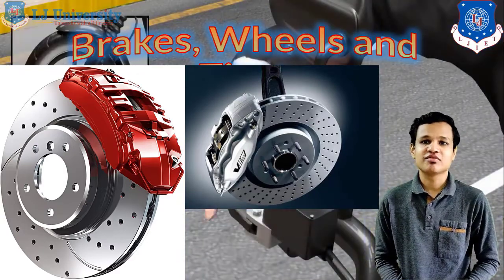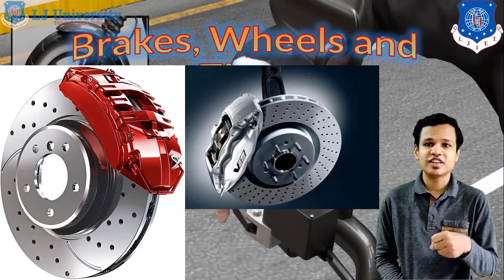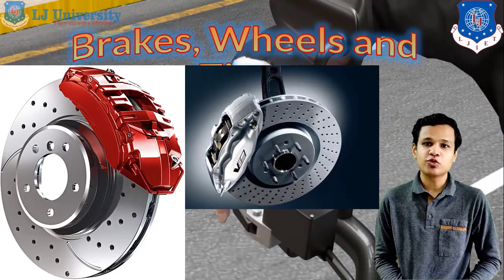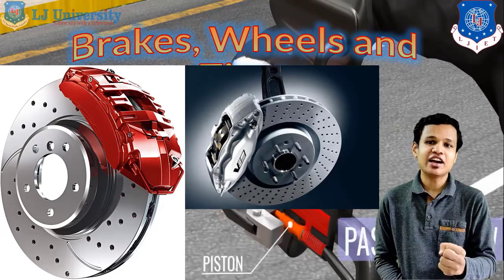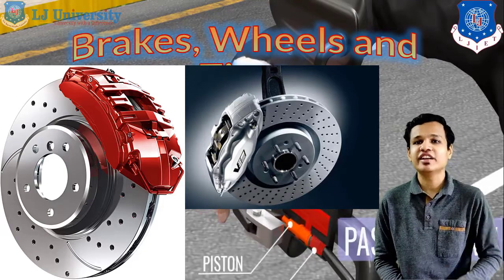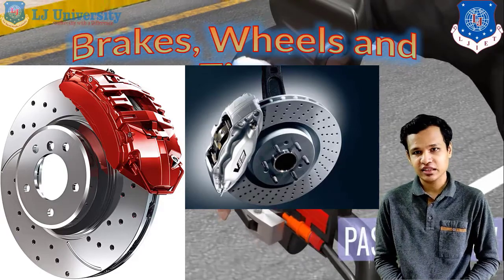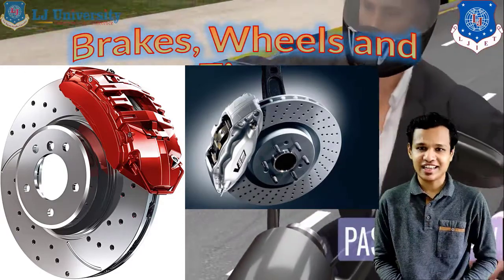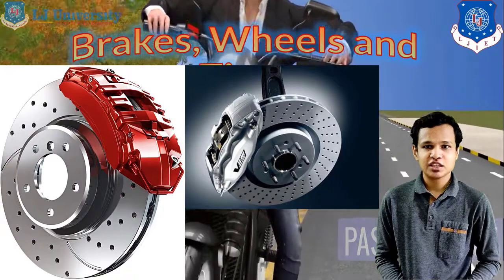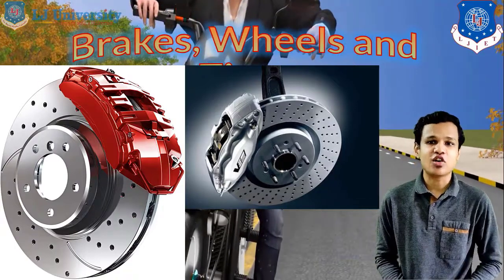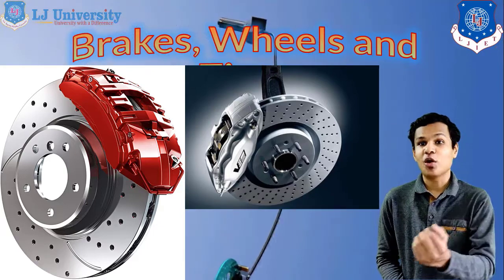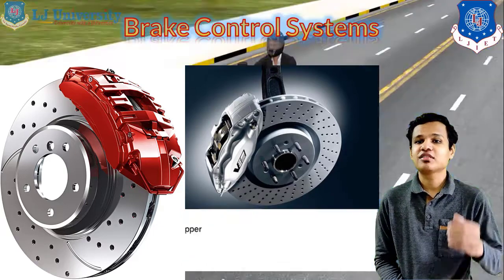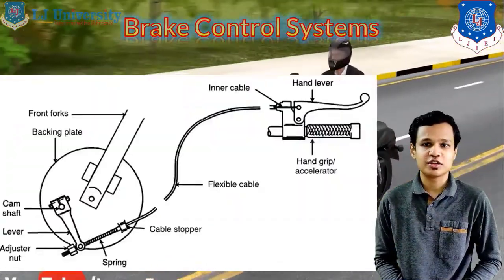So in that case, when we operate our brakes with either hand or foot, the hydraulic actuation will work, and that hydraulic actuation will operate our wheel cylinder in case of the drum brakes and caliper pistons in case of the disc brake. So how do these things operate in different conditions? There are different types of controls to operate the brakes.